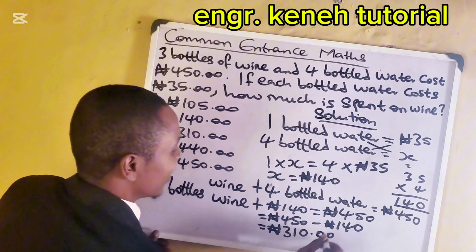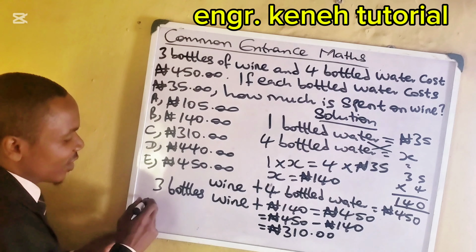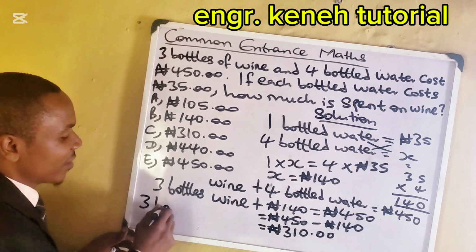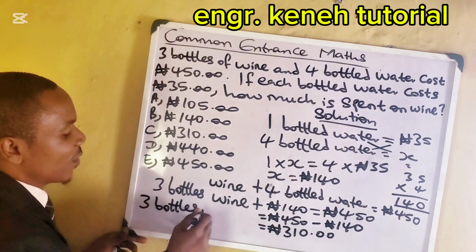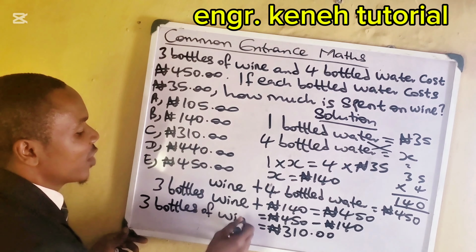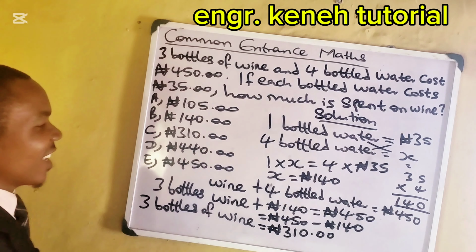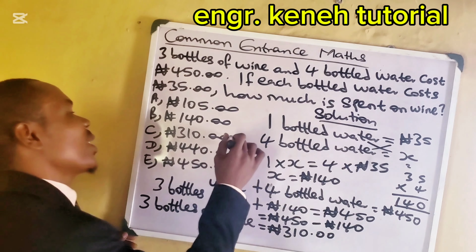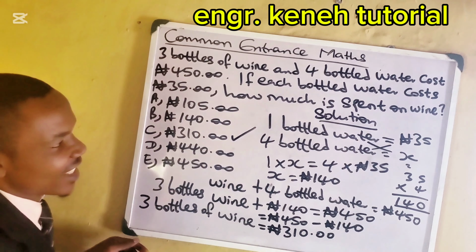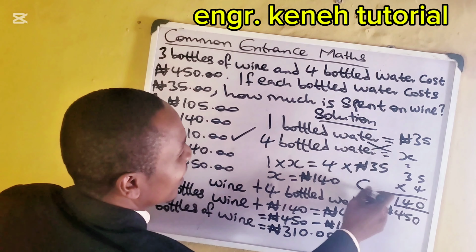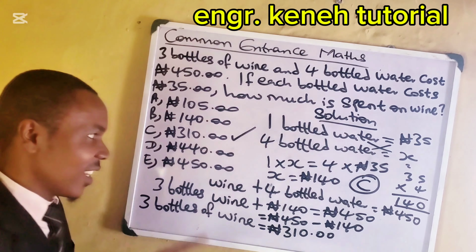So it means that the money spent on wine, that's 3 bottles of wine, the money spent on 3 bottles of wine should be 310 naira. So the right option is what? Is option C. Can you see that? Look at it here, option C. So we have it to be the right option like this. Is it clear? Option C.